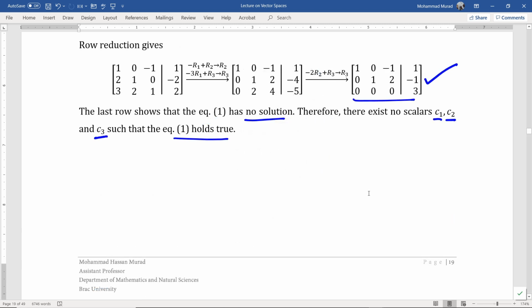With this, we end part 1 of this lecture. In the next part of the lecture, we continue to spanning sets and linear independence and dependence. Thank you.